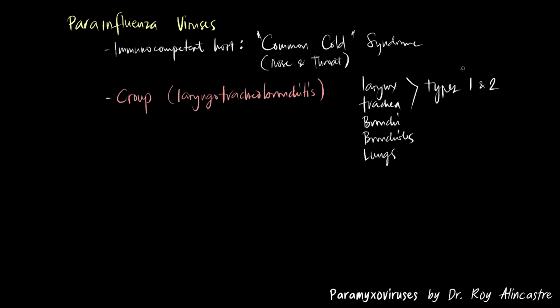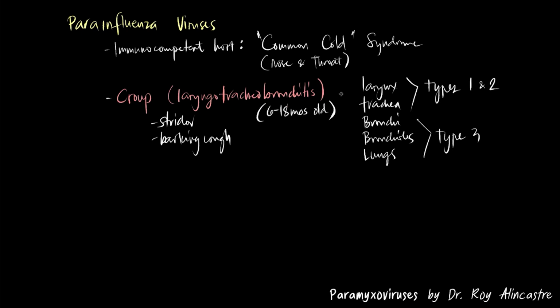This again, like I mentioned earlier, bronchiolitis and pneumonia usually are caused by type 3 parainfluenza viruses. So remember, the croup produced by parainfluenza presents with stridor and a barking cough, due to the narrowed upper airways. It usually affects children 6 to 18 months old. The bronchiolitis and pneumonia are common in infants under 6 months old. Okay?